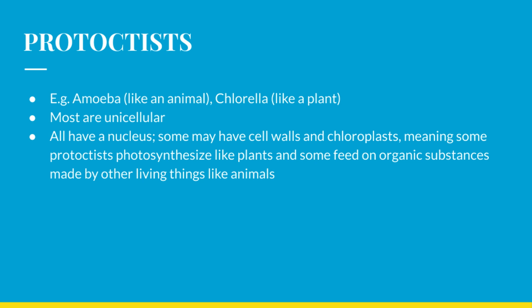Another class of eukaryotic organism is protoctists. Now, these include amoeba, which behaves like an animal, or chlorella, which behaves more like a plant. Most protoctists are unicellular, meaning they have a single cell. All have a nucleus. Some may have cell walls and chloroplasts, meaning some protoctists photosynthesize like plants, and some feed on organic substances made by other living things like animals.